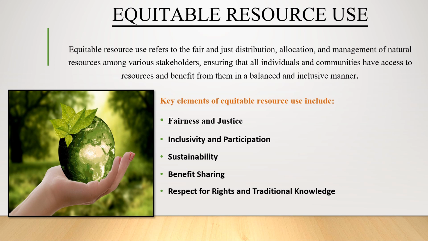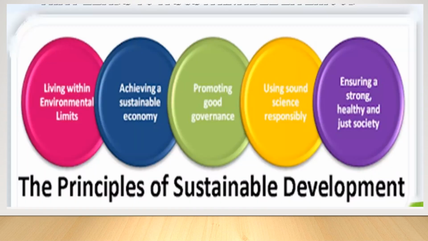Here, in the case of equitable resource use, we are talking about the kind of resources which have been used from the traditional period of time. So the first principle is living within the environmental limit, which shows that the limits of the environment should not be crossed and it should not be overused. The second one is achieving a sustainable economy, means we should follow a sustainable economy pattern so that we are using the resources right now wisely and also preserving them wisely for our future generations. The third one is promoting good governance.